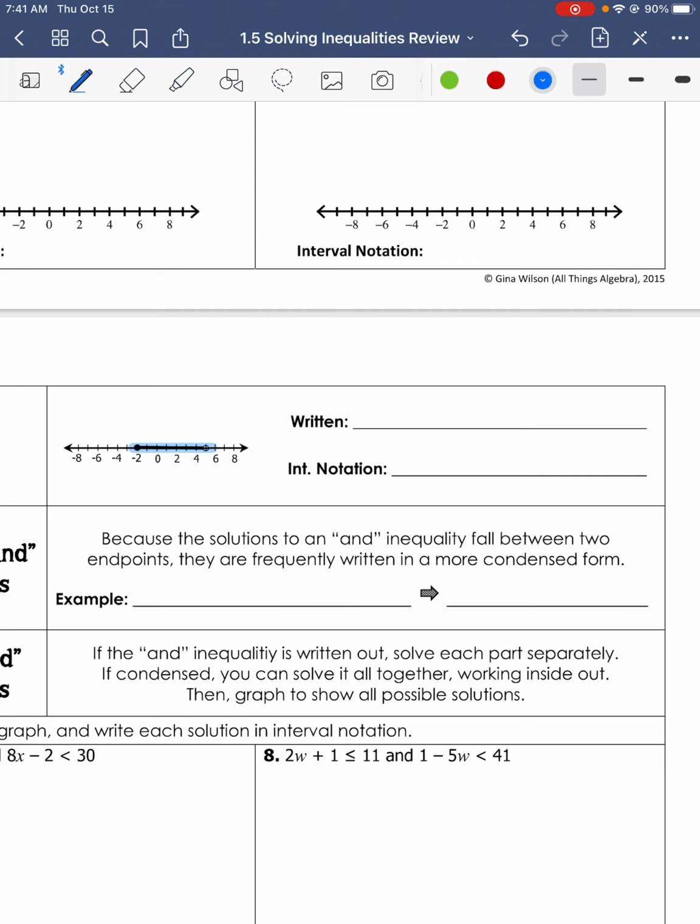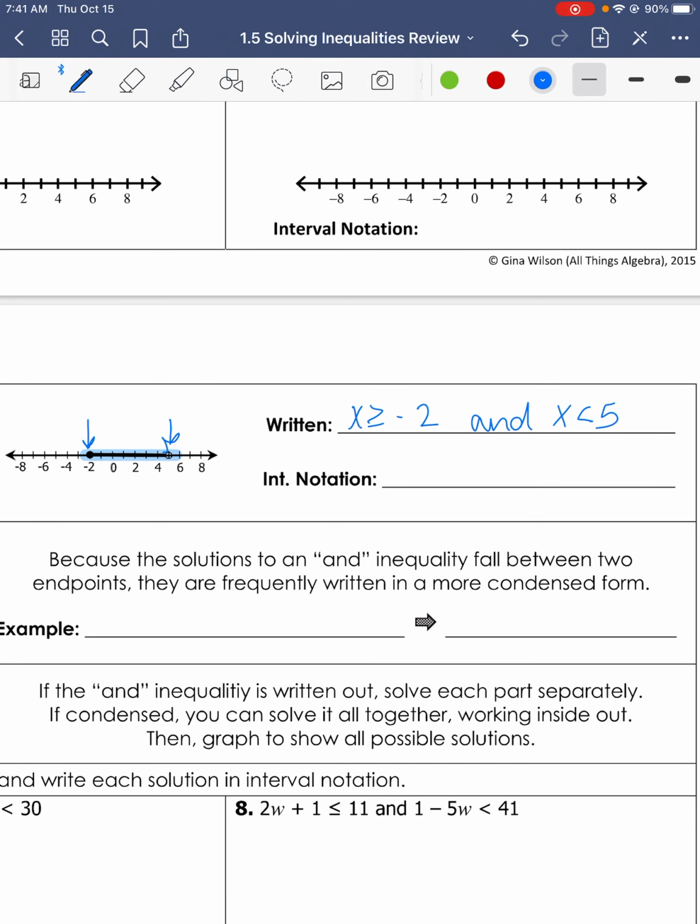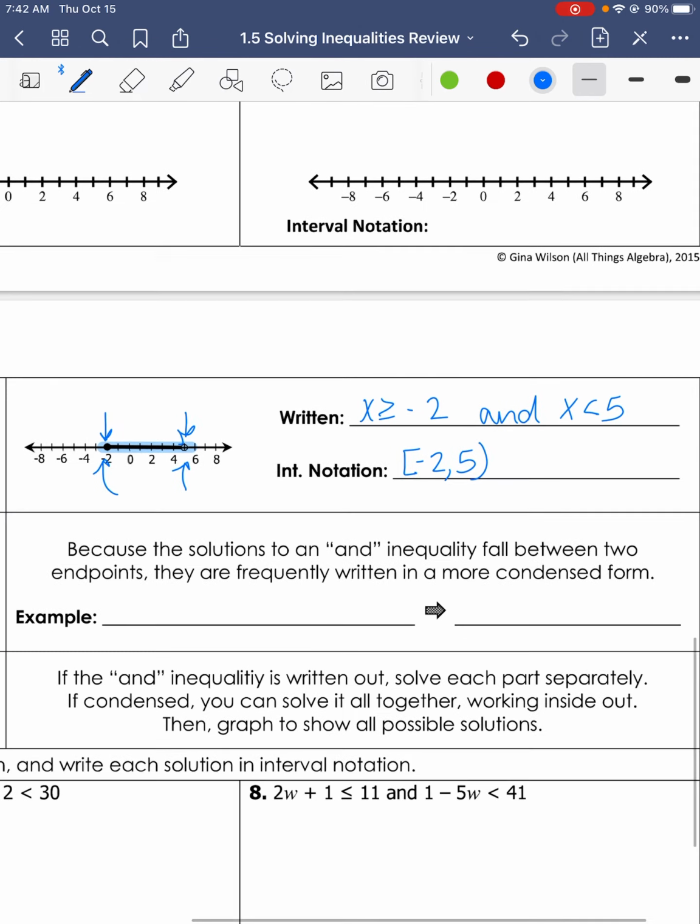Okay, so the way that we write this is with two different inequalities. We say x is greater than or equal to negative 2, right? Because we have the circle on negative 2 and it's closed, so it includes it. But it doesn't go more than 5, so we'll say and x has to be less than 5. Not equal to, because we have an open circle. Okay, so the way that we write this in interval notation is we look at our lower bound, which is negative 2. It includes it, so we give it a bracket, negative 2. And our upper bound is 5, not including 5, so we just close it with a parenthesis like that.